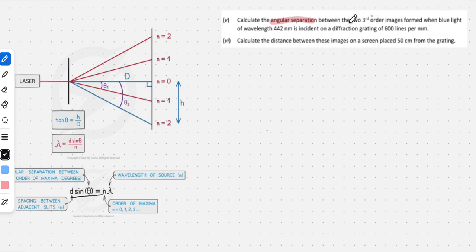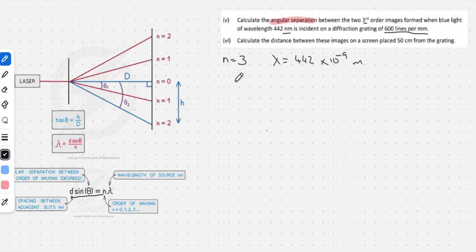So let's write out the information that we have, and I would really recommend doing this in the exam so you're really showing the examiner that you know what you're doing. Between the two third order images, the order of the images, that's n, so n is equal to 3 in this one. Wavelength is 442 nanometers, so we need to convert that: lambda is equal to 442 times 10 to the minus 9 meters. And then it tells us it's incident on a diffraction grating of 600 lines per millimeter.